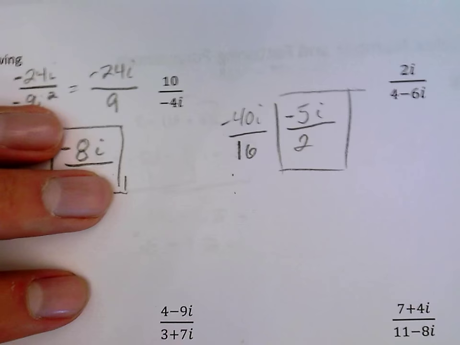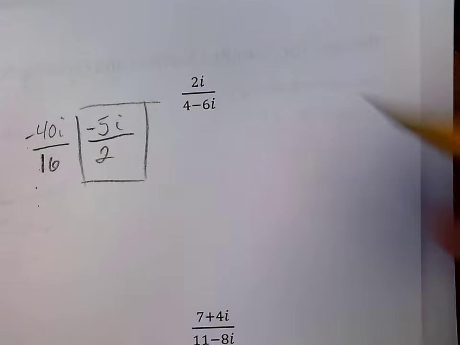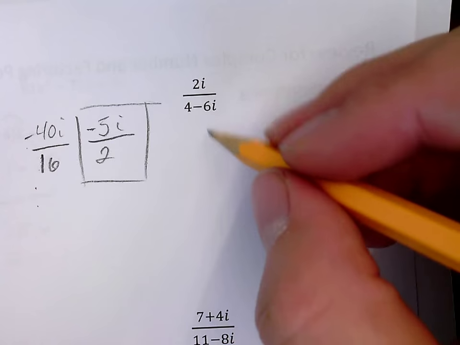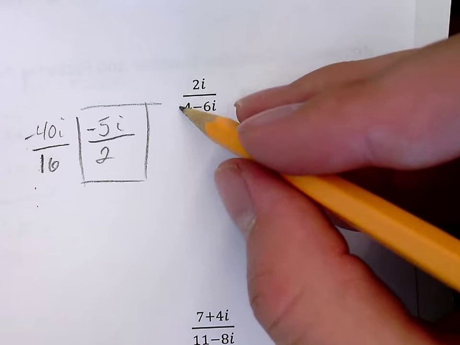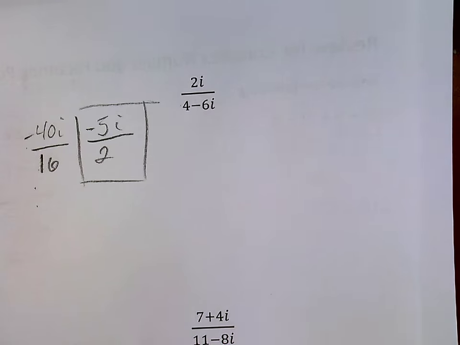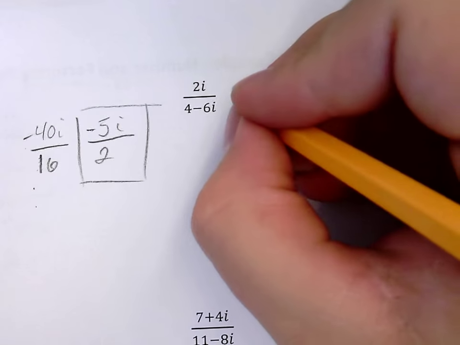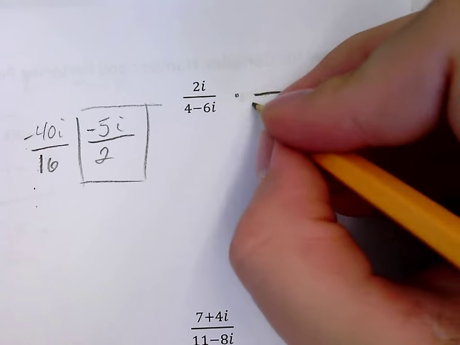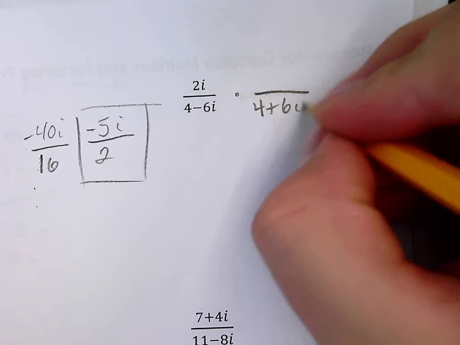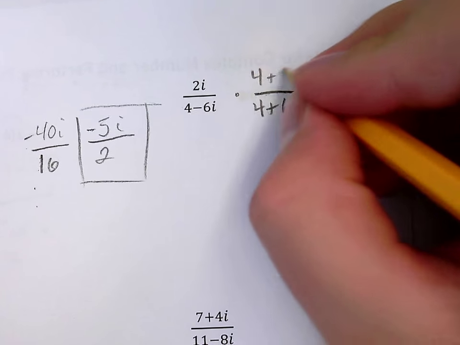Now this next one right here is a little bit more tricky. The reason is because a lot of people, when they hear change the sign, they try to change the sign of the 4 as well. Once again, we're only changing the sign of the i on the bottom. So what we're going to do is multiply by 4 plus 6i, both the bottom and the top.